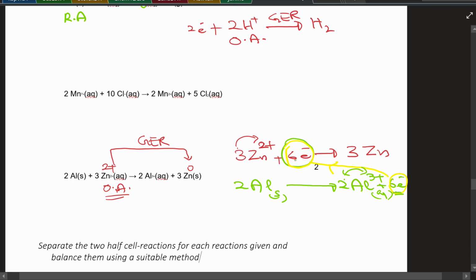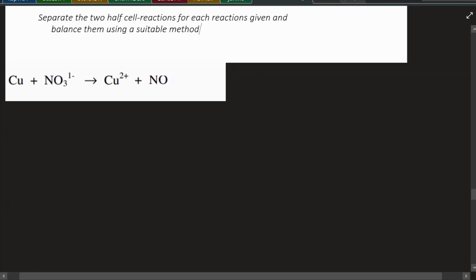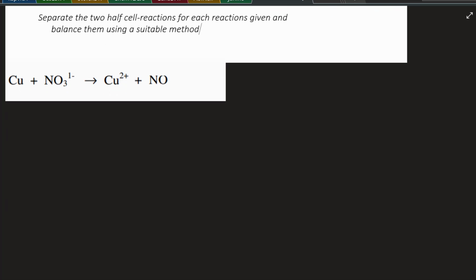Let's move to the next one. Here, the released electrons will be used in the other one, right? Okay.